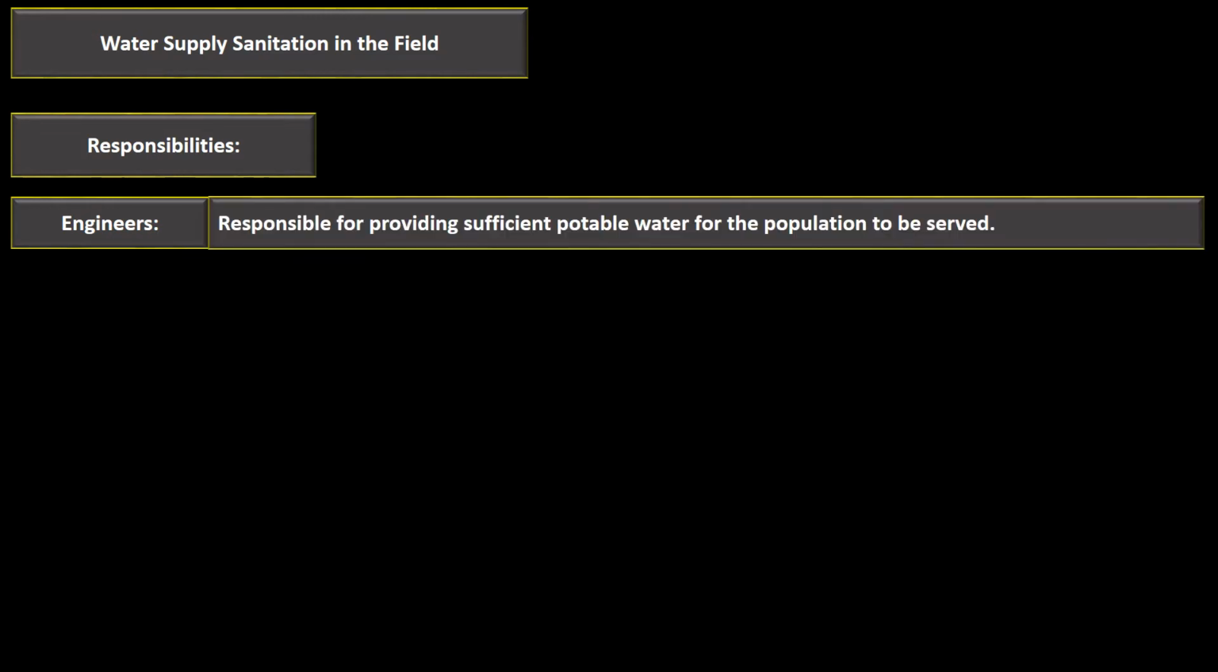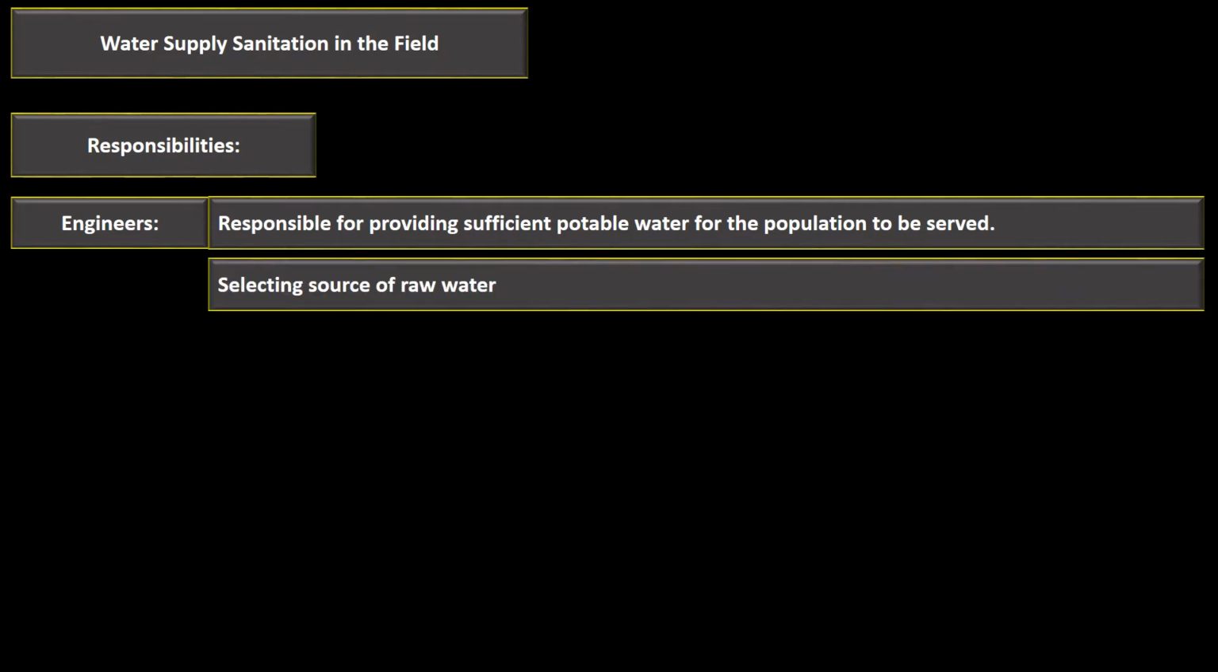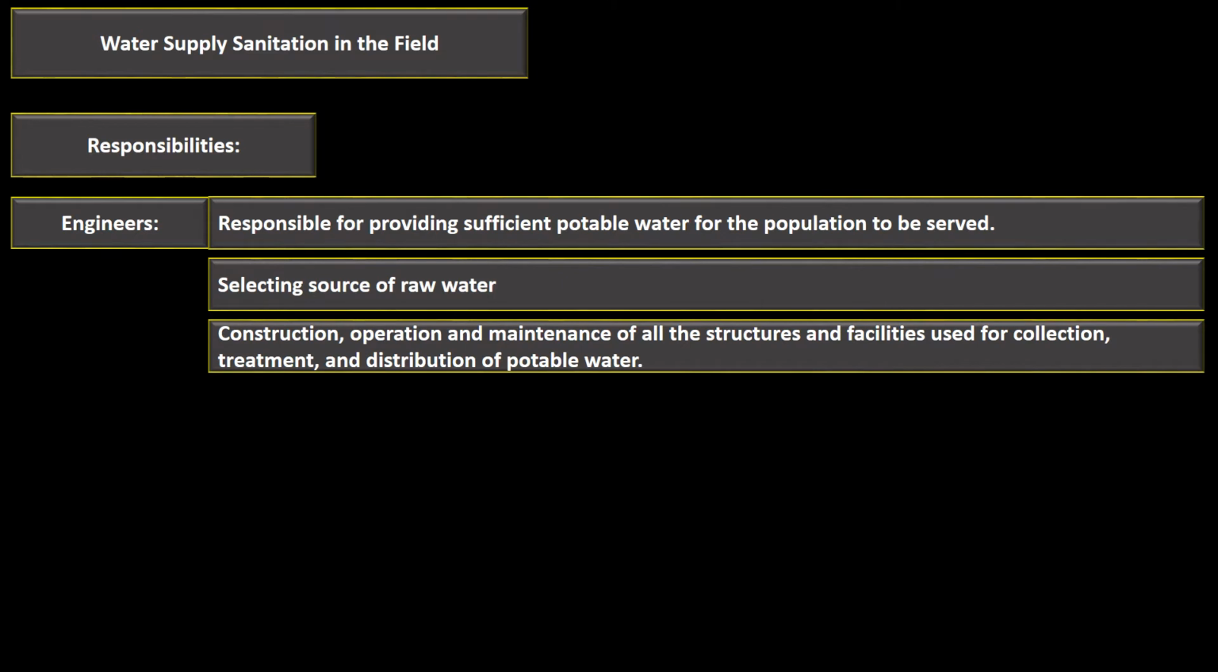Responsibilities of the engineers. Your engineers are responsible for providing sufficient potable water to the population to be served. They are responsible for selecting the source of raw water. They got to select where we're going to pull this water from in order to disinfect it. They're responsible for the construction, operation, and maintenance of all structures and facilities that are going to be used in the collection, treatment, and distribution of potable water.